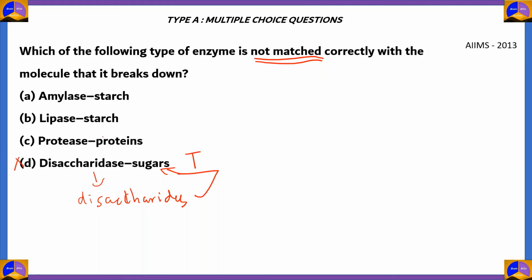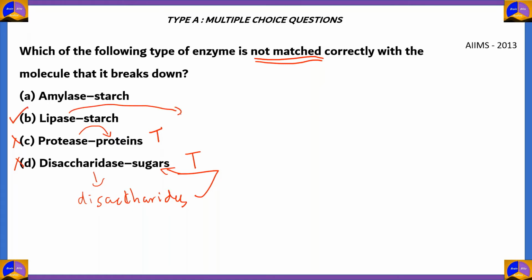Option C, protease catalyzes proteins. So the protease is an enzyme that breaks down proteins. An example of that is pepsin and trypsin. So therefore, C is true, which makes it incorrect. Now, if you look at both of our options, A and B, both enzymes, amylase and lipase, are set to break down starch. So we know that one of these has to be incorrect. Which of them is incorrect? The one which is not matched correctly and which is our right option is option B.